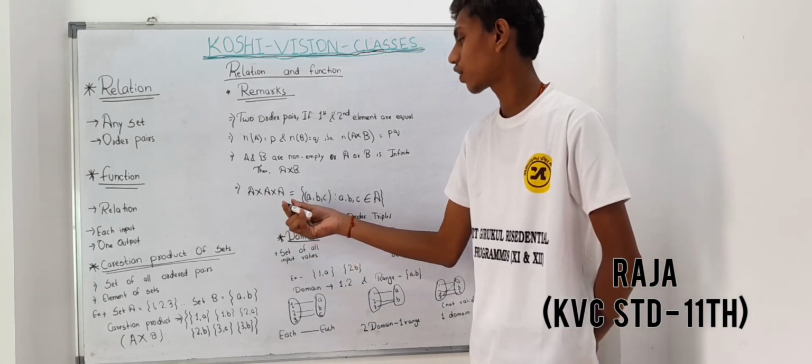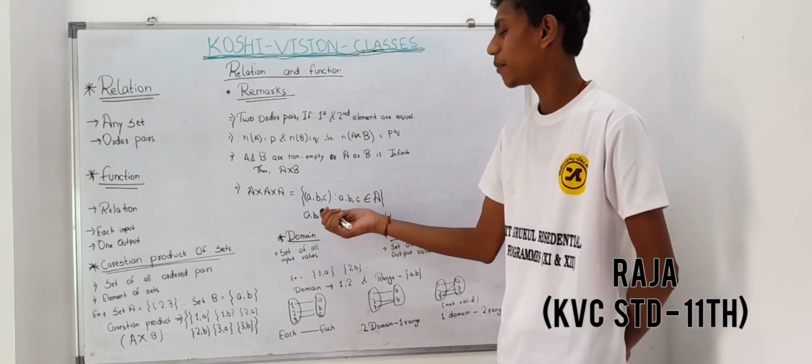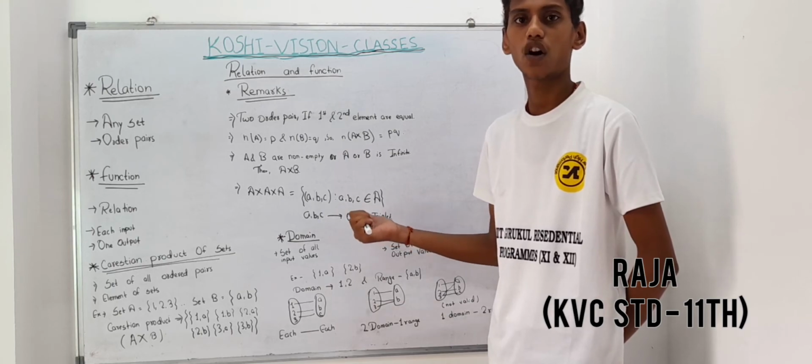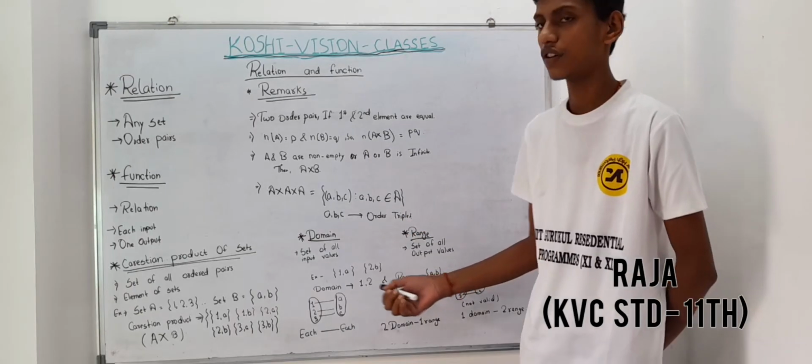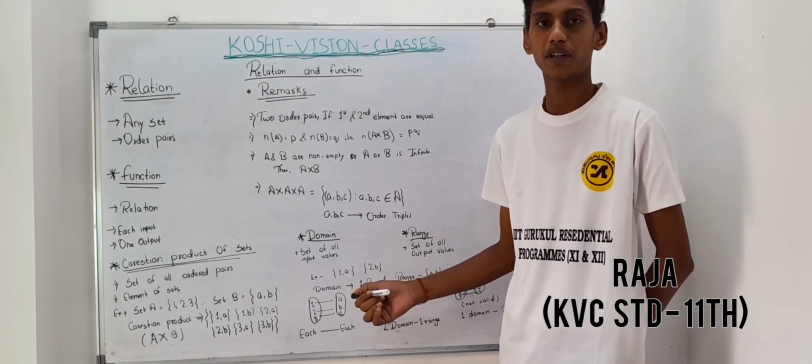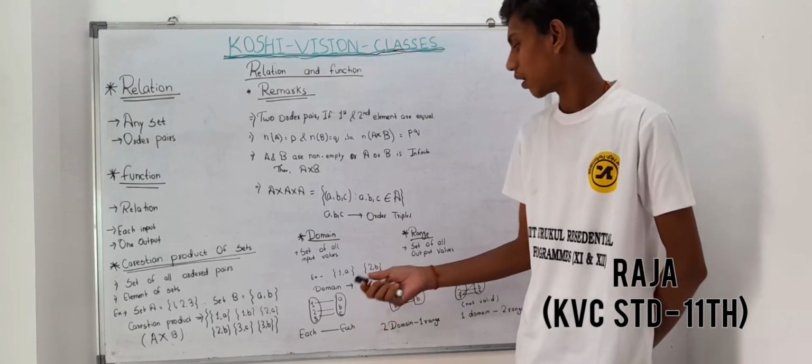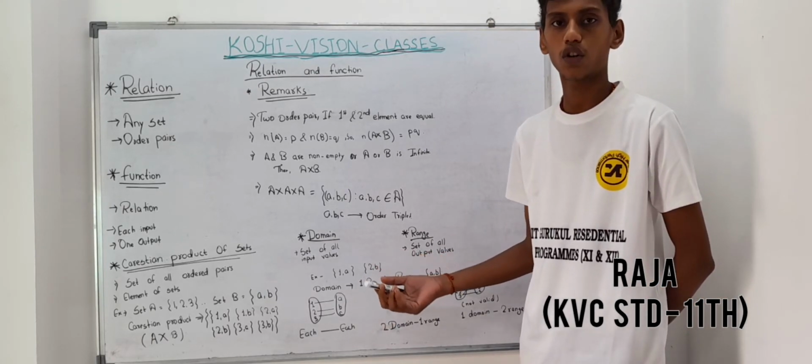Now, the fourth remark on relation and function. Here A cross A cross A is equal to the set of (a, b, c) where a, b, c belong to A. It is an ordered triplet. Domain: it is the set of all input values. But range: it is the set of all output values.